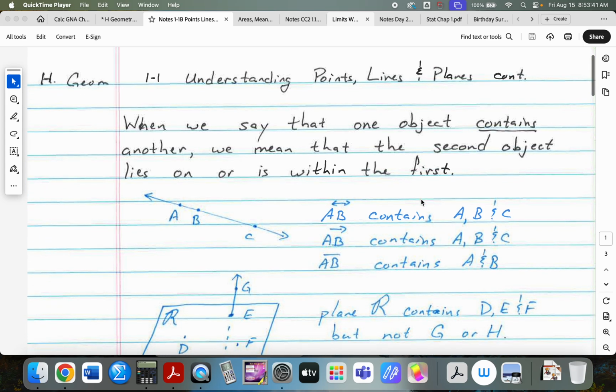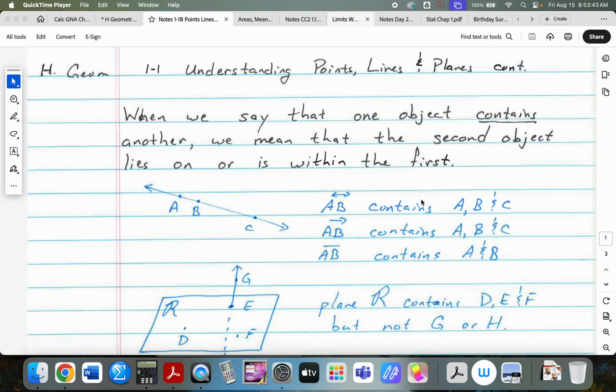So we're continuing with points, lines, and planes. When we say that one object contains another, we mean that the second object lies on or is within the borders of the first one. So in this diagram, line AB contains points A, B, and C. Remember, the line continues going. It doesn't stop at A or stop at B.